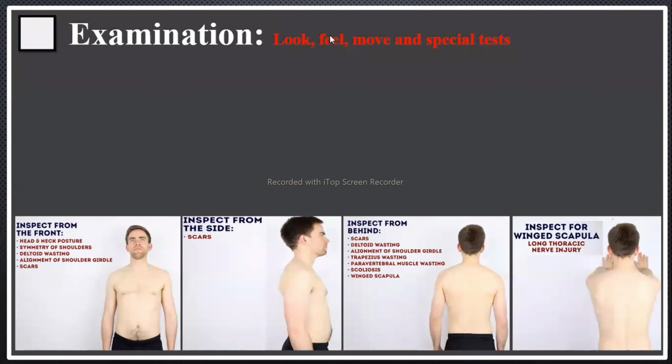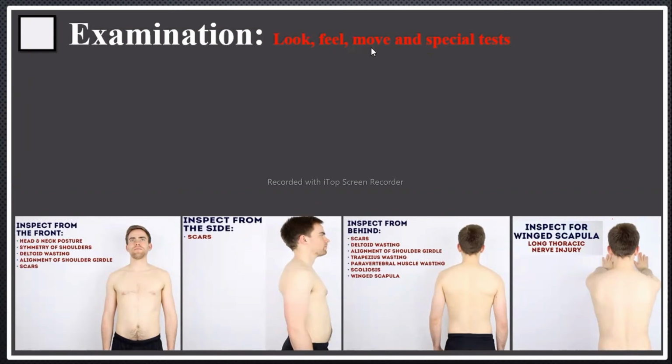Feel for discomfort, for tenderness, pain. And feel also for temperature. The part you touch, check for temperature, and check both sides. If you are examining the hand, check temperature of both sides together. If you are checking the shoulder, check both shoulders together.